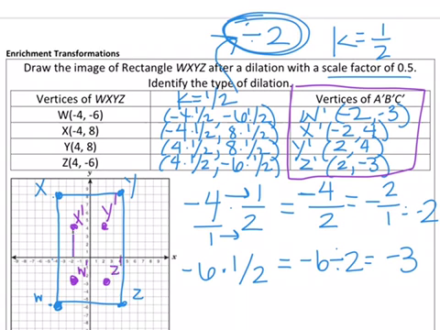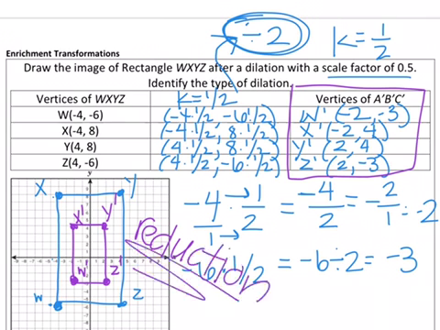Z prime. So they ask for the type of dilation. So we went from blue to purple like in our previous problem. We have to decide, is it a reduction or an enlargement? And because it became smaller, it is a reduction. It reduced. It became smaller. And usually when you have a number that you're multiplying as your scale factor that's less than 1, you will see this reduction happen.